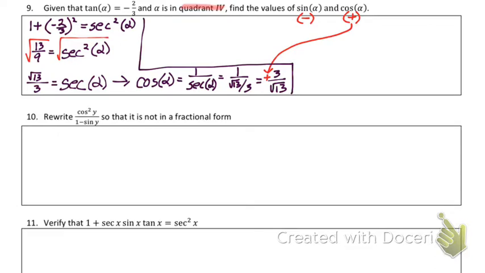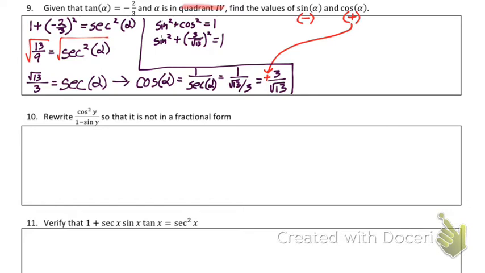Now to get sine, we're just going to notice that sine squared plus cosine squared is going to equal 1. So we could say that sine squared plus 3 over square root of 13 squared equals 1. And we're going to solve for sine squared just like we did secant squared. Okay, and all those steps are on there if you get stuck. That is where I'm going to end. So I'm going to let the rest of the time is for you to work on whatever you need to.